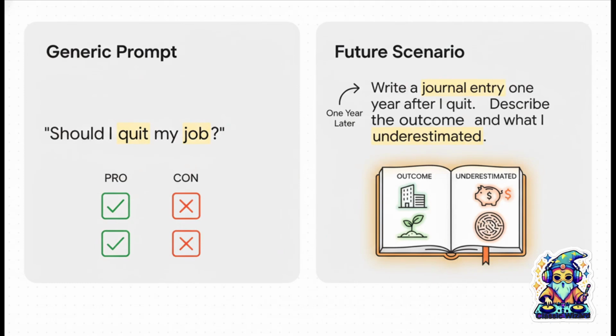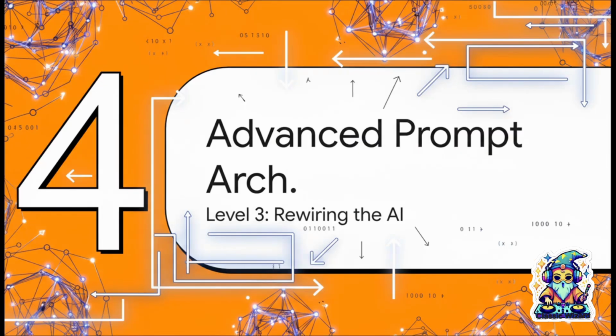And check out the power of just changing the format. Asking, "Should I quit my job?" gets you a boring pros and cons list. But asking for a journal entry from a year in the future? Whoa, now you're getting a story. You're forcing the AI to think through consequences, emotions, and the little details you might have underestimated. It's a game changer. All right, are you ready for the masterclass?